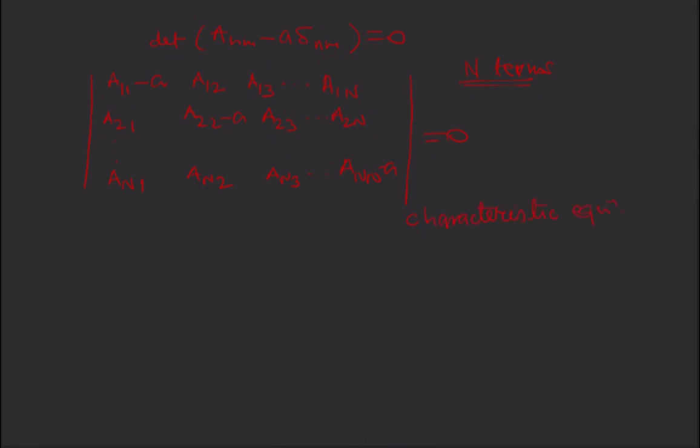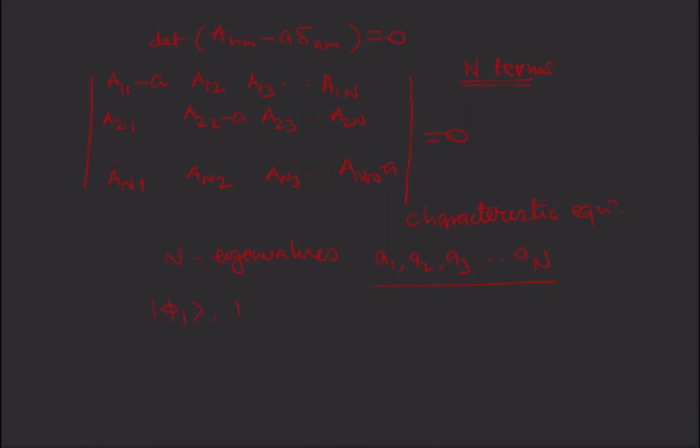This is known as the characteristic equation or the secular equation. The solution of this equation yields the n eigenvalues a1, a2, a3, up to an, since it is an nth order equation in a. The set of these n eigenvalues is called the spectrum of operator A.